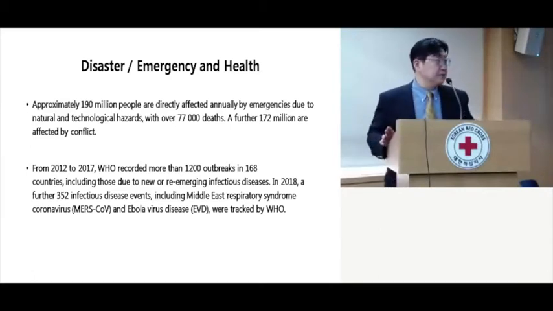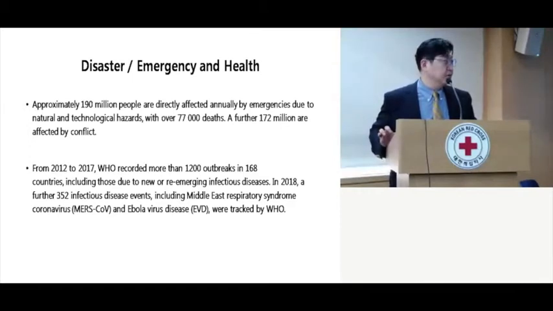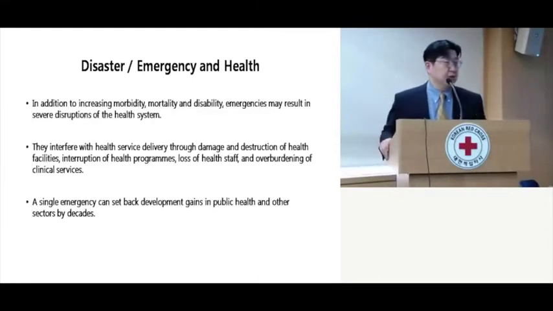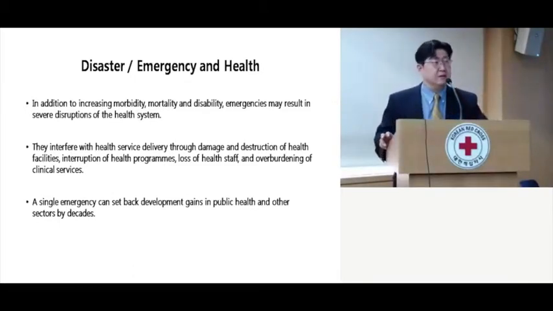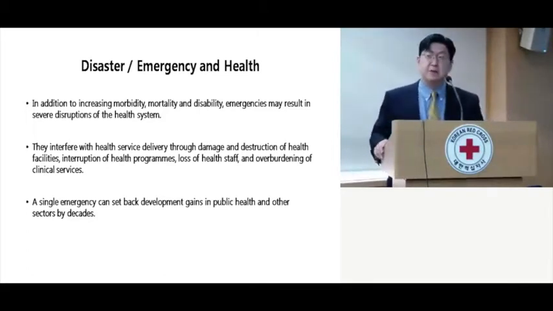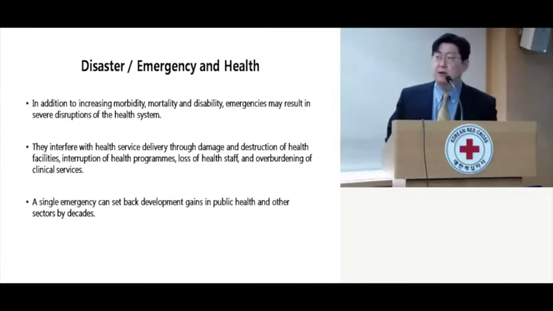Currently, approximately 190 million people are directly affected annually by emergencies due to natural and technological hazards, and 77,000 people died because of that. And from 2012 to 2017, and even in 2018, we've seen over 350 infectious disease events. I will go into more details later about this. And regarding disaster, emergency and health, the morbidity and mortality have been increasing. As we have experienced in Daegu in Korea, New York City in the United States, which is one of the iconic advanced countries, and Italy, we have witnessed how the public healthcare system can collapse.